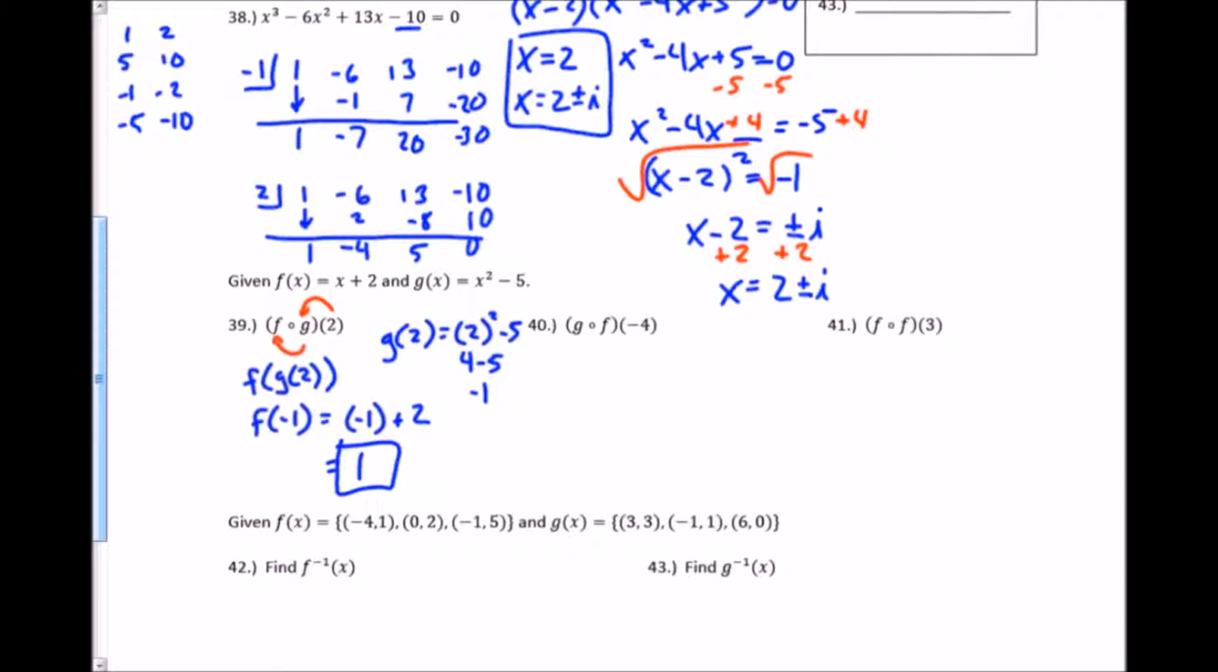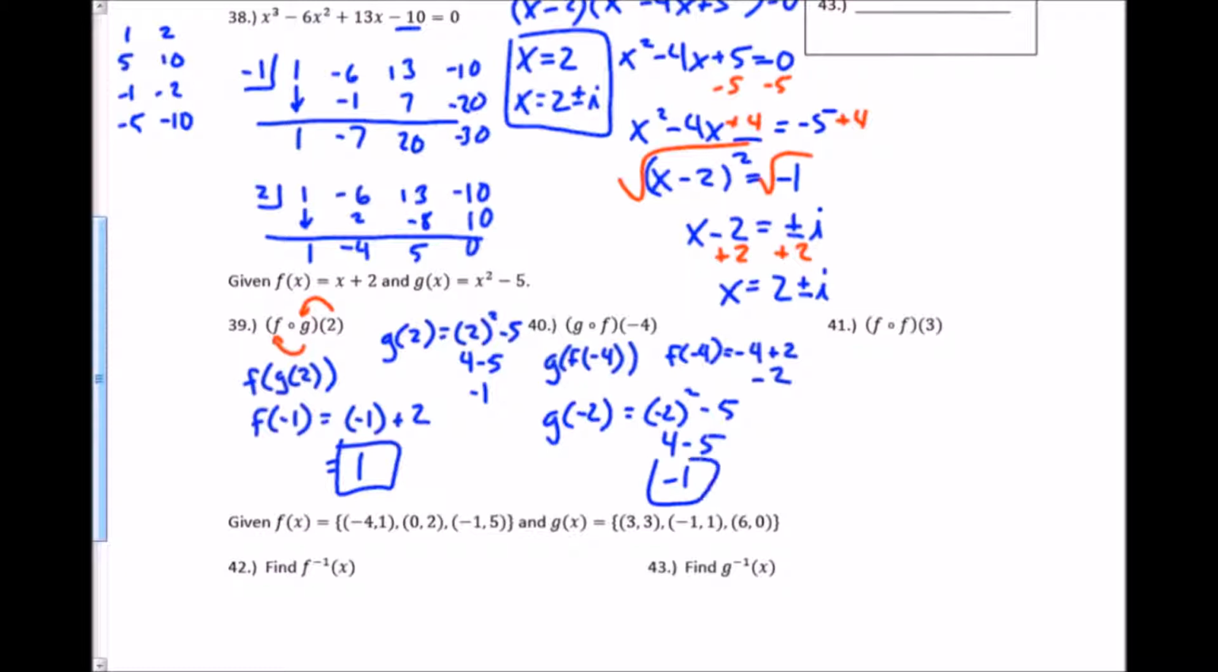Doing the same thing with the next one. I'm plugging it into the f function first this time. So I'm doing f of negative 4, which means I'm doing negative 4 plus 2, which is negative 2. So what I have is g of negative 2. So I'm plugging the negative 2 into the g function, which is 4 minus 5, which is negative 1.